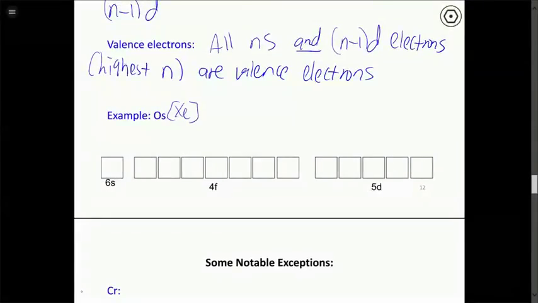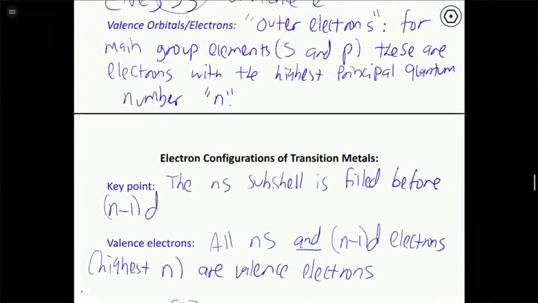And then we have to add the rest of the electrons in order of the subshells as we come to them, going down to osmium. So those are the core electrons. Now let's see what we have.